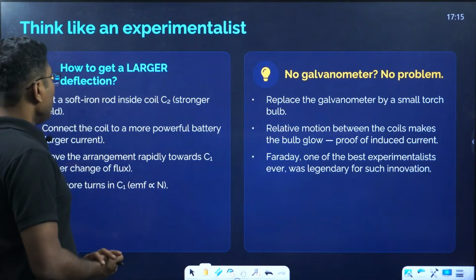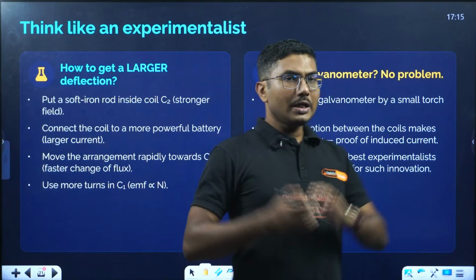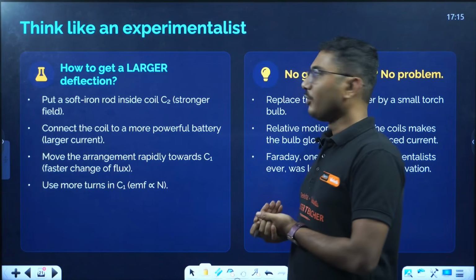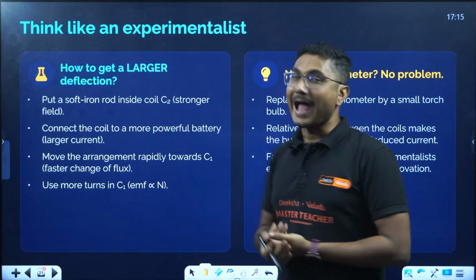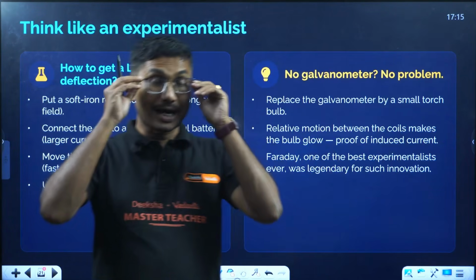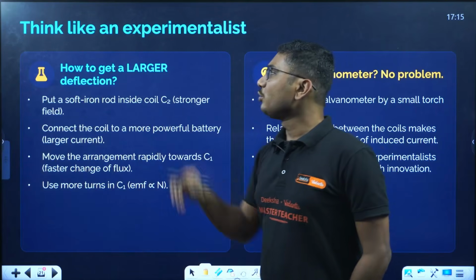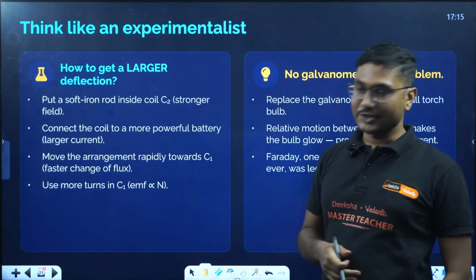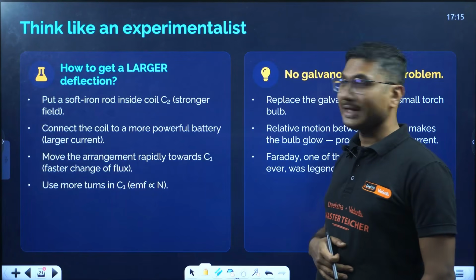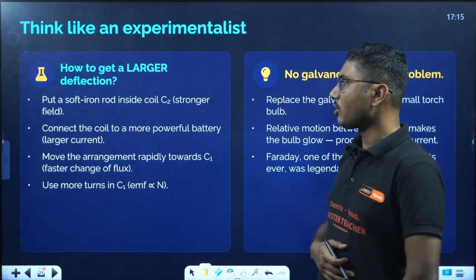Now let us think of something like an experiment. You are an experimentalist and you are planning to do an experiment on electromagnetic induction, and your target is this: how to get a larger deflection. You are getting a current, so how can you get a larger deflection in the galvanometer? The same experiment that we are talking about.